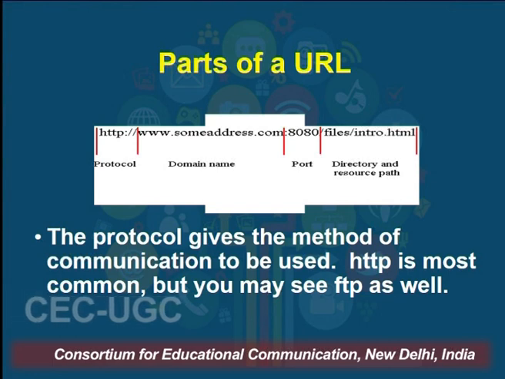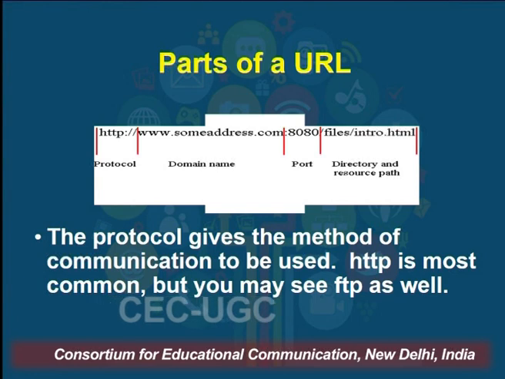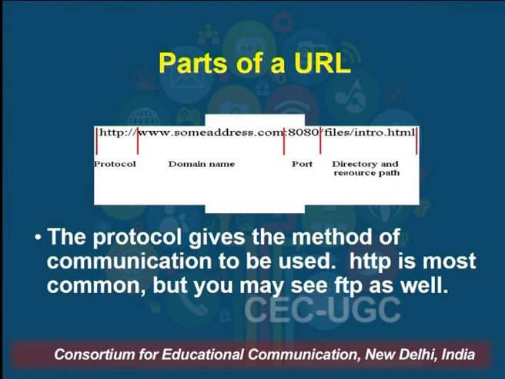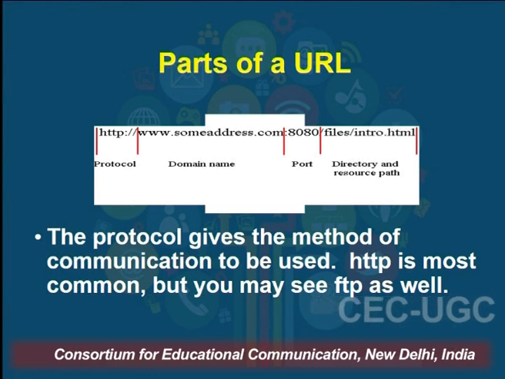The first part of the URL is known as the protocol. As we all know, whenever we type the address of any web page, we first type HTTP or HTTPS, or we can type other things. This is the protocol, and it specifies the method of communication that is going to be used. Of course the most common are HTTP and HTTPS, which is the secure form of HTTP, but you can see other protocols also. This defines the way in which communication is going to happen.